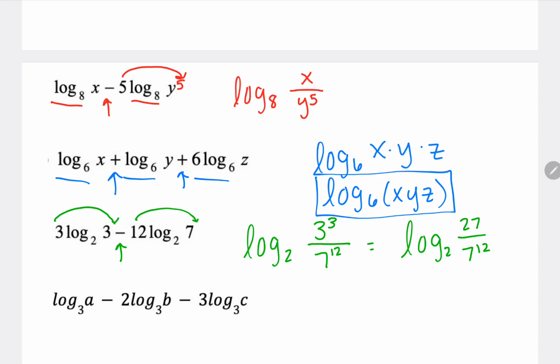And then the last example like that, we've got 3 log base 3's, but we're going to condense it down to 1. I've got quotient property, quotient property. So the only thing in the numerator is the a. And then I've got b squared in the denominator and c cubed in the denominator.